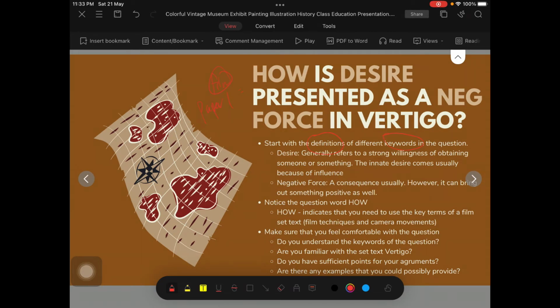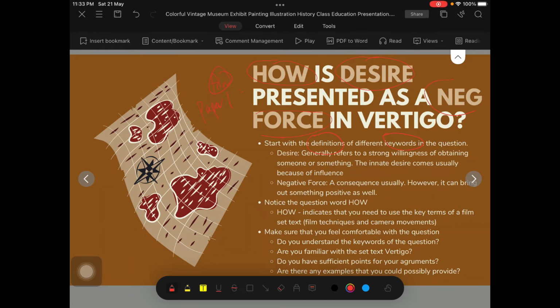So in the introduction, you need to make sure that you have the definition of different keywords. So I want you all to pause this video for like 5 seconds and think, what are the keywords of this question? Now, since you all are ready to move on ahead, as you can see, as I have highlighted it myself, how, desire, and negative force are the 3 big keywords that you should keep in your mind.